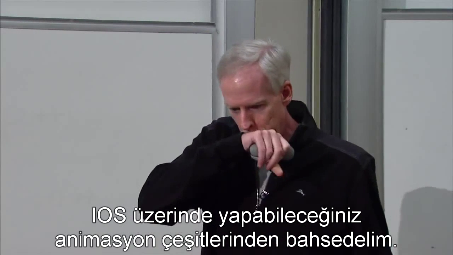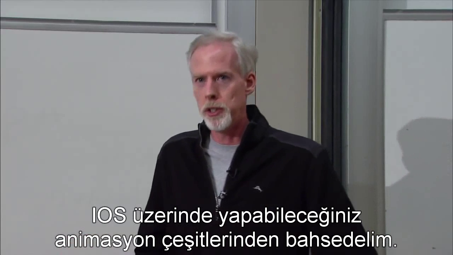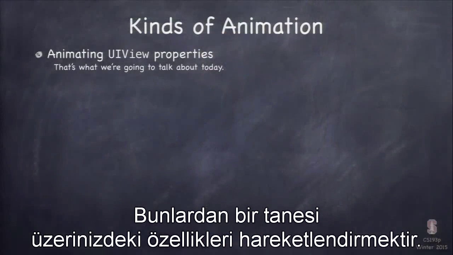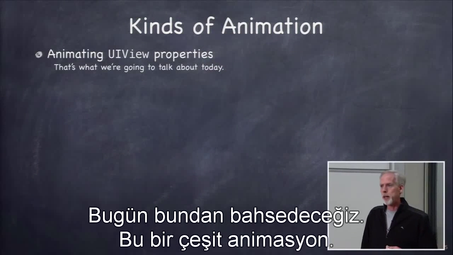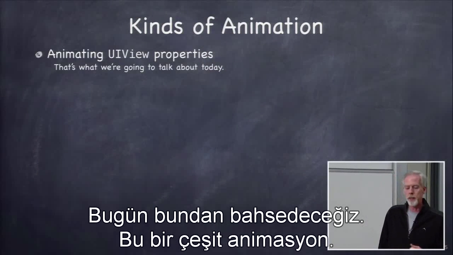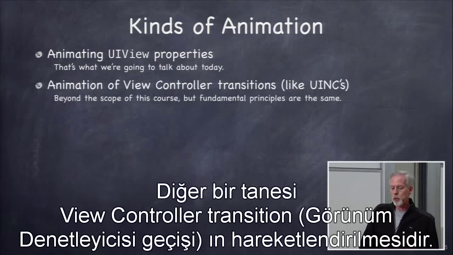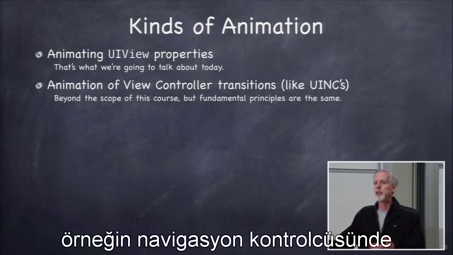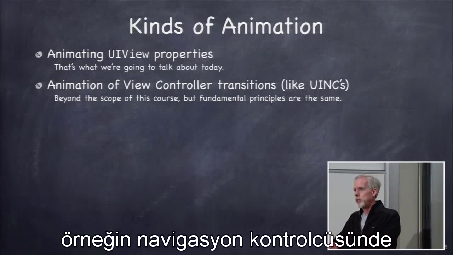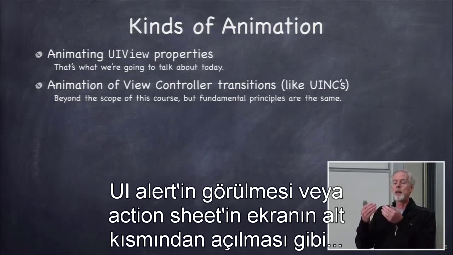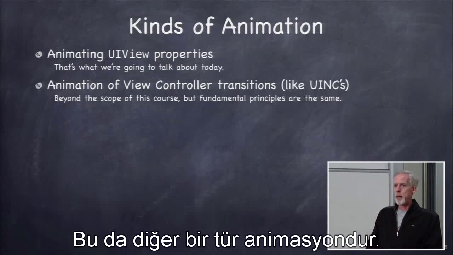So let me talk a little bit about the kinds of animation that you can do in iOS. One is to animate the properties of a view, and that's what we're going to talk about today. Another one is animation of view controller transitions, like in a navigation controller, when you transition to the next card on the stack, or even a modal view controller like the UI alert or the action sheet that slides up from the bottom. That's another kind of animation, obviously.